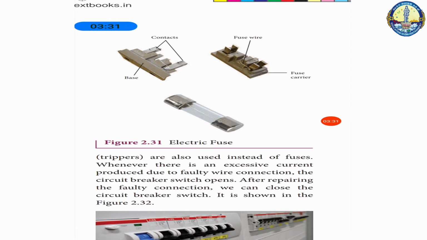Nowadays in houses, circuit breakers, that is trippers, are used instead of fuses. Whenever excessive current is produced due to a faulty wire connection, the circuit breaker switches open. We know that in an open circuit there is no flow of current. After repairing the faulty connection, we can close the circuit breaker switch so that the electrical device will work.